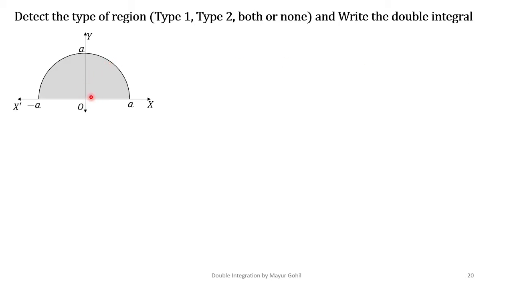Alright, now as we can see, this semicircle is on the upper part of the xy plane, or above the x-axis. So the equation of the semicircle we had already seen, it is of the form y equals square root of a square minus x square. We had discussed this type of semicircles and their equations in our previous video lecture. Alright, so now we have to understand whether it is a type 1 region or a type 2 region.